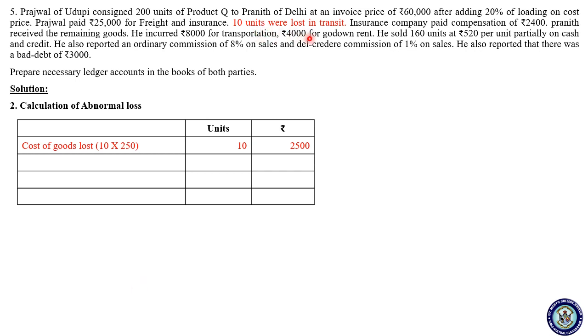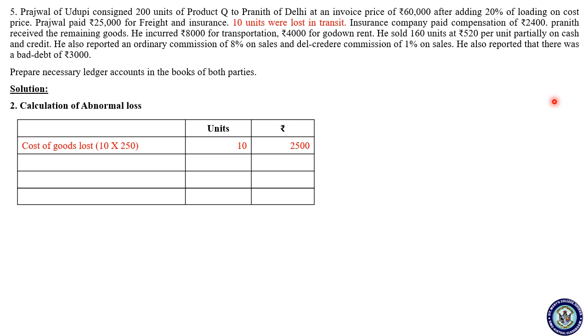Here 10 units were lost, and the cost of 1 unit is 250. Just now we calculated, you see working note number 1. So if you multiply, you will get 2,500. Now what next? You have to add the proportionate non-recurring expenses, because if the consignor as well as consignee incur non-recurring expenses, then they will incur on the total units.